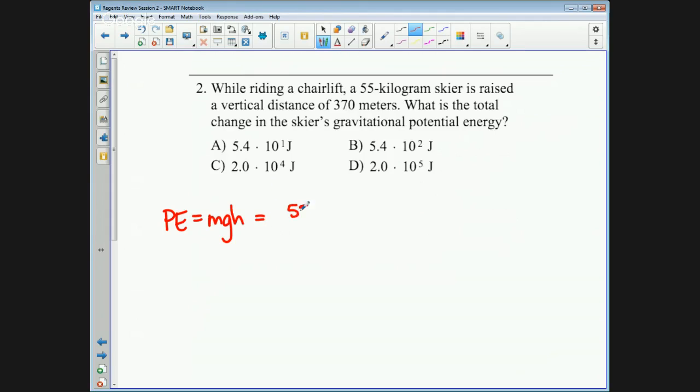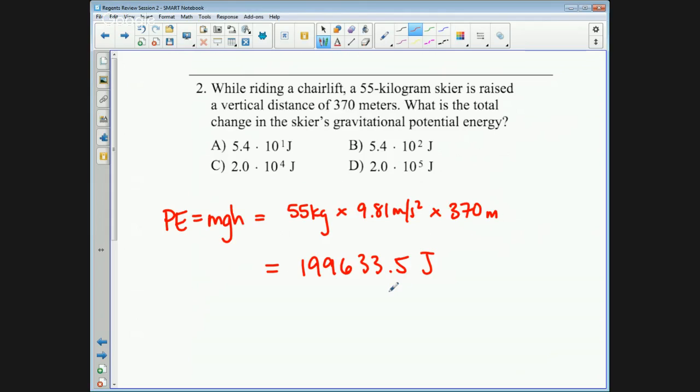Mass is 55 kilograms times the acceleration due to gravity, 9.81 meters per second squared, times the height, which is 370 meters. We get 55 times 9.81 times 370. Geez, it's a big number. We get 199,633.5, and the units are joules.